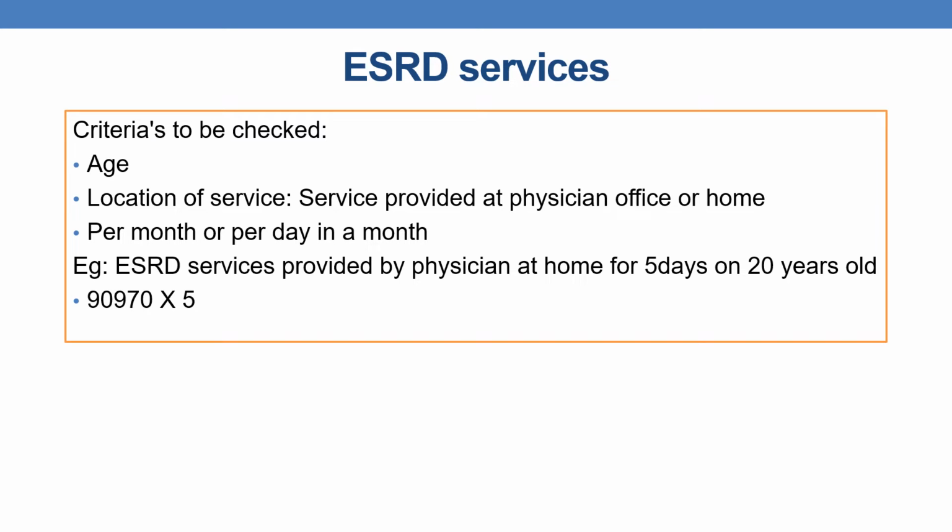For example, ESRD services provided by physician at home for 5 days for a 20-year-old patient. In this case, the correct code is 90970. 5 units of 90970 must be coded, because 90970 is given for home ESRD services for patients 20 years and older, and the third criterion is that it is provided per day. So for 5 days you need to report 5 units of 90970.